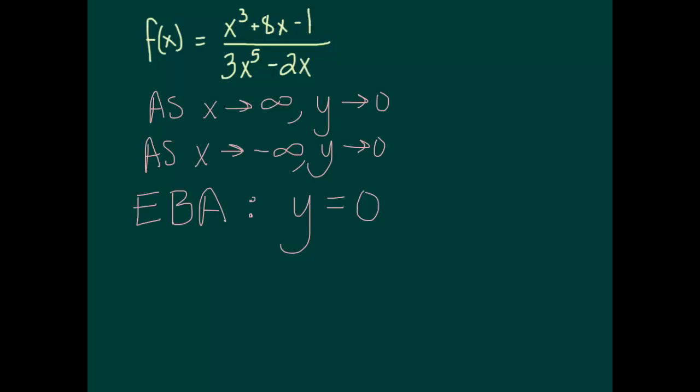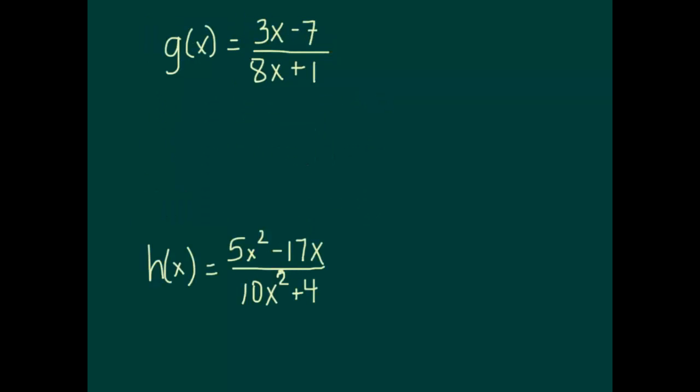In general, we can talk about finding our EBA by investigating the degrees of the numerator and the denominator. When the degree of the denominator is larger, our EBA is always y equals 0 for these rational functions. But what about when the degrees are equal? In g of x, we have 3x minus 7 over 8x plus 1. The degree of the top is 1. The degree of the bottom is 1. Remember, degree is the highest exponent of our polynomial. They're both linear, they both have degrees equal to 1.